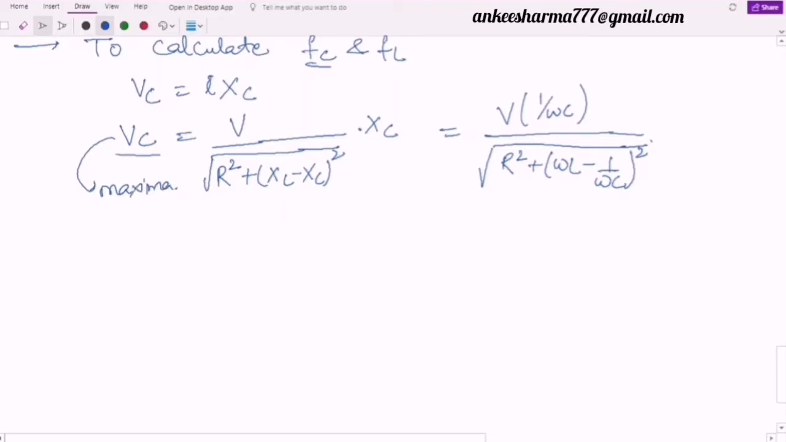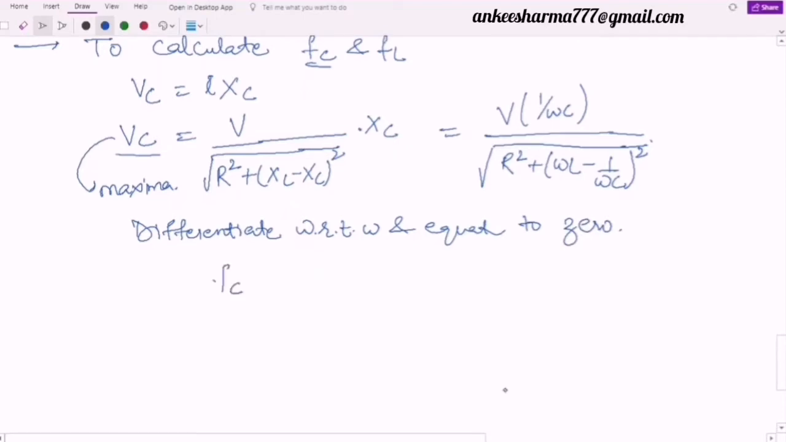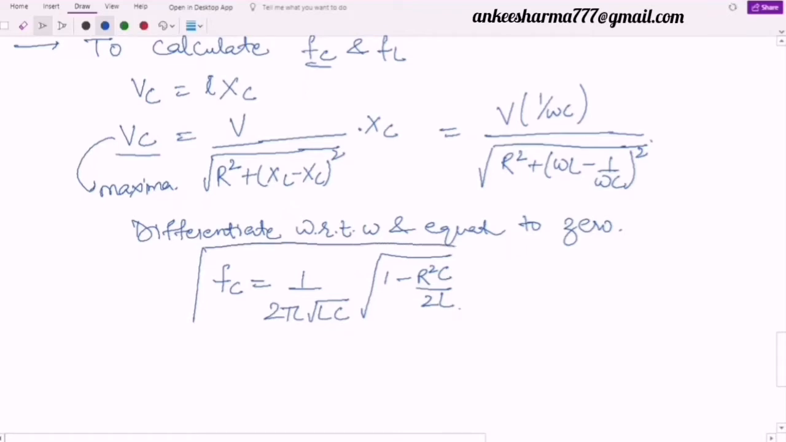So if I take the concept of my mathematics, I will differentiate with respect to omega, because we want it with respect to the frequency or omega, and equate it to 0. So you can differentiate it and equate to 0. After equating, I will write the formula here directly, that this FC will be equal to 1 by 2 pi root of LC, under the root of 1 minus R square C by 2L. So this is my formula at which my voltage across the capacitor will be maximum.